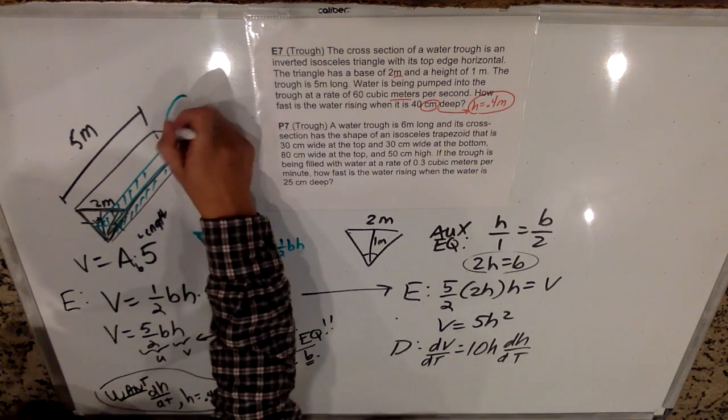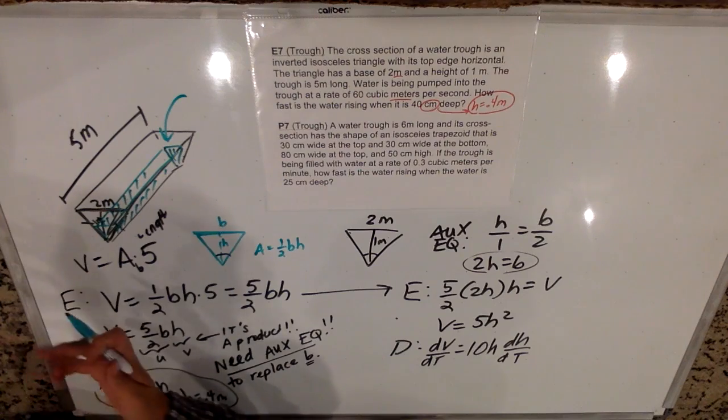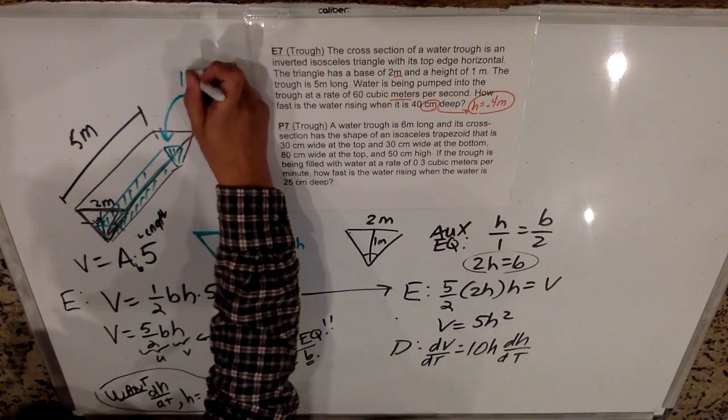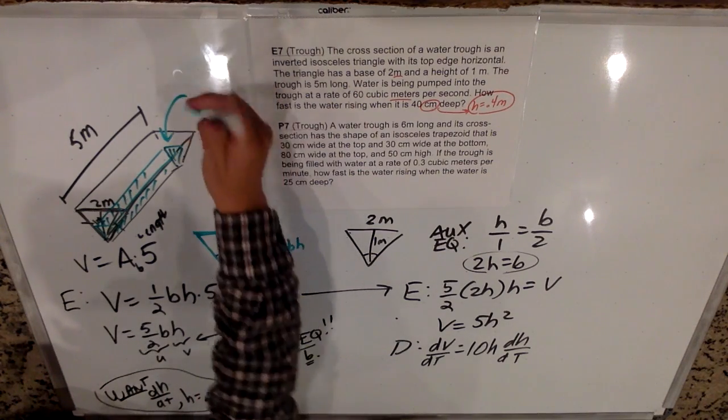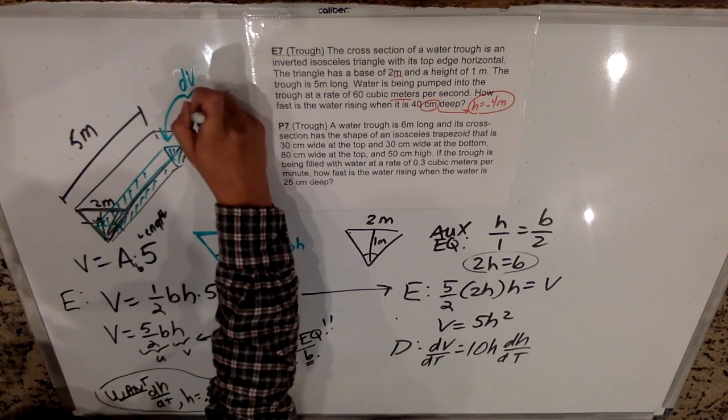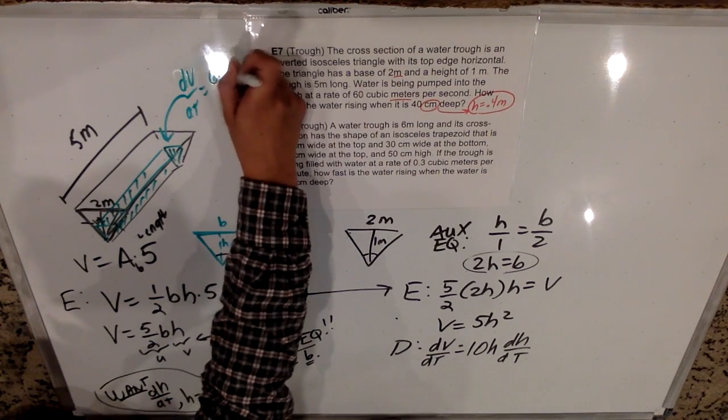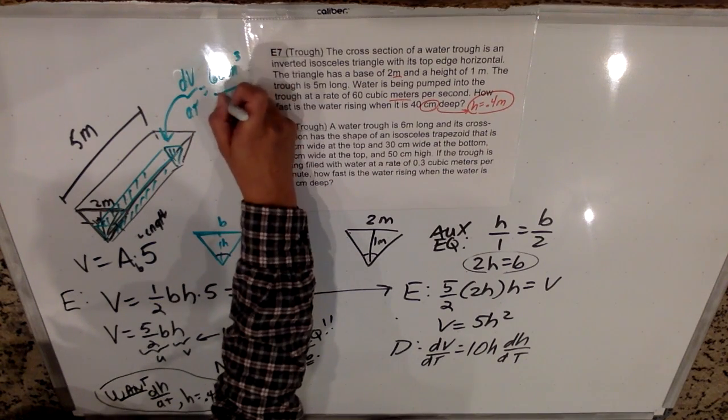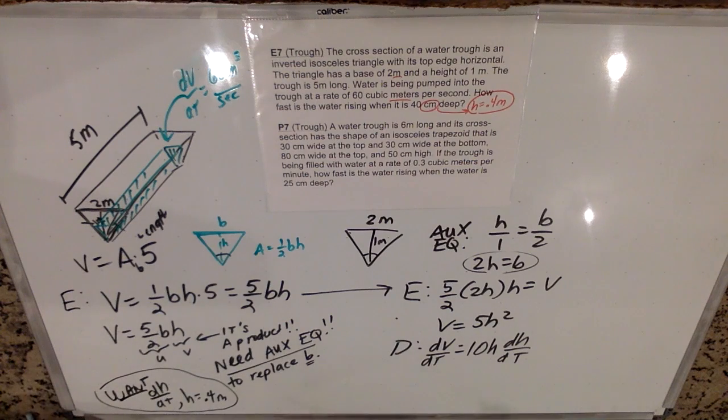Sorry, I'm the worst. Going into the trough is water at a rate of 60. So dV/dt is 60 meters cubed per second. Okay, so I now know dV/dt is 60. That's going to equal 10 times the height, which is 0.4. Oh, that's so nice of them to take care of the decimal problem for me, times dh/dt, right?